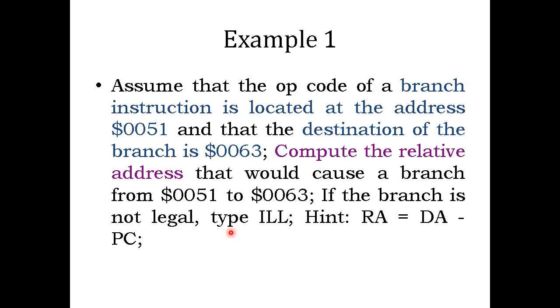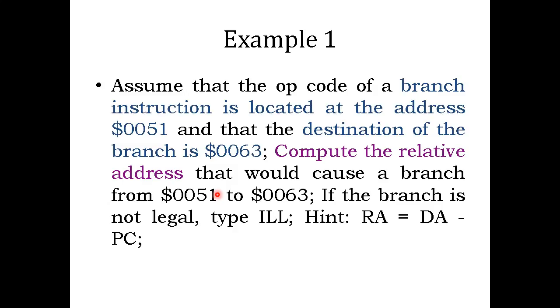For an example here, the opcode of a branch instruction is located at the address 0051. That means this is my source address, right? Opcode of a branch instruction, that's my source. And the destination of the branch is 0063. So as you can guess, this is my destination address. Compute the relative address that would cause a branch.